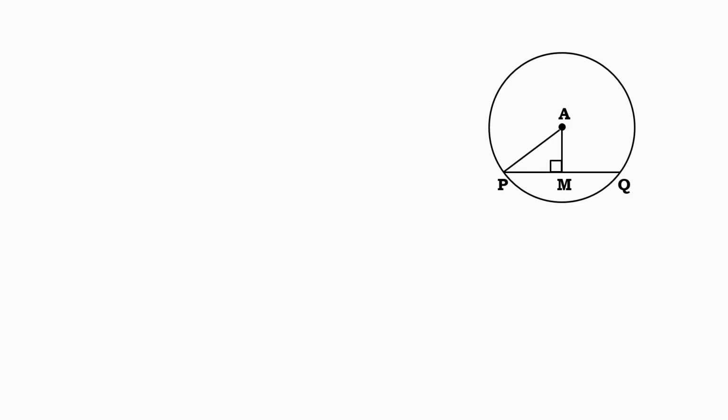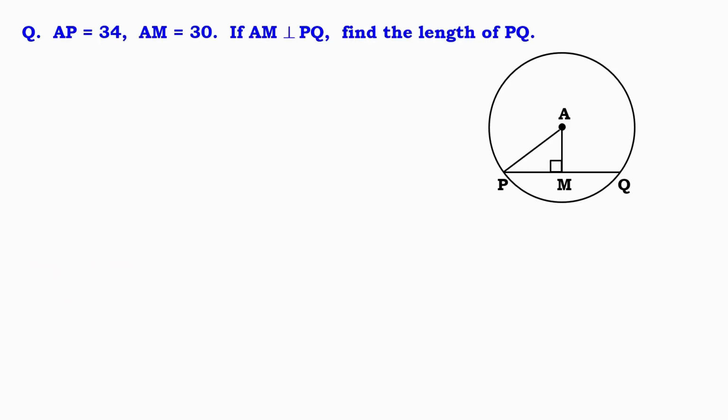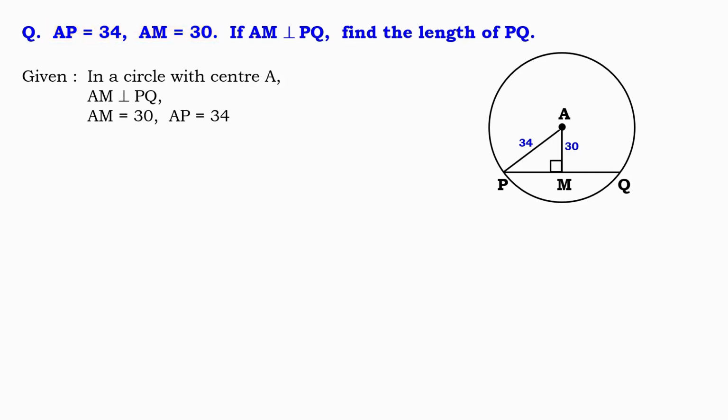Now coming to the second problem. AP equal to 34, AM equal to 30. If AM is perpendicular to PQ, find the length of PQ. So here, what is given? AP equal to 34 and AM equal to 30. Let us mark this, and AM is perpendicular to PQ. So in a circle with center A, AM perpendicular to PQ, AM is equal to 30 and AP equal to 34. Now we need to find PQ, so that is the chord.